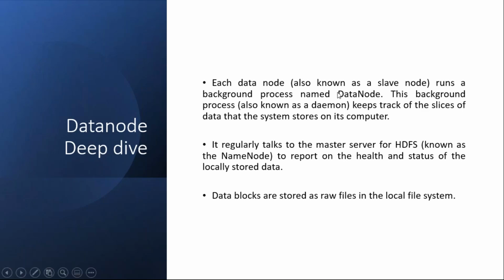So here each data node, also known as a slave node that we have already discussed, runs a background process named data node. This background process is also known as a daemon. I told you daemon is nothing but an engine which can run something. It keeps track of the slices of data that the system stores on its computer. Slices means here blocks. So this is the deep understanding of data node.